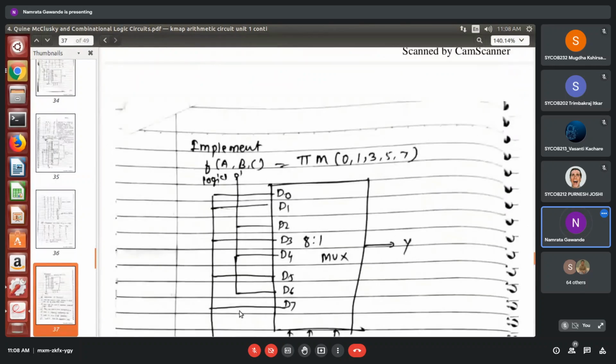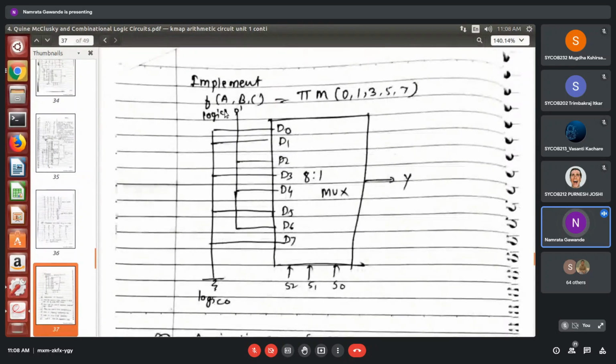Okay, now similarly, implement F of ABC equals pi of m. Now, pi of m, what does it indicate? Can you tell me this expression? Yes, students. Product of sum. It is a product of sum, right? Based on the equation only.